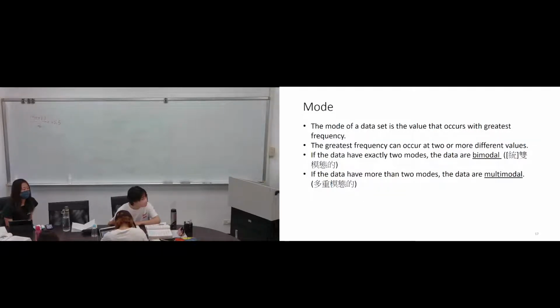Another measure of location is the mode, which is the value that occurs with greatest frequency. The greatest frequency can occur at 2 or more different values. If the data have exactly 2 modes, the data are bimodal. If there are more than 2 modes, we call that multimodal.